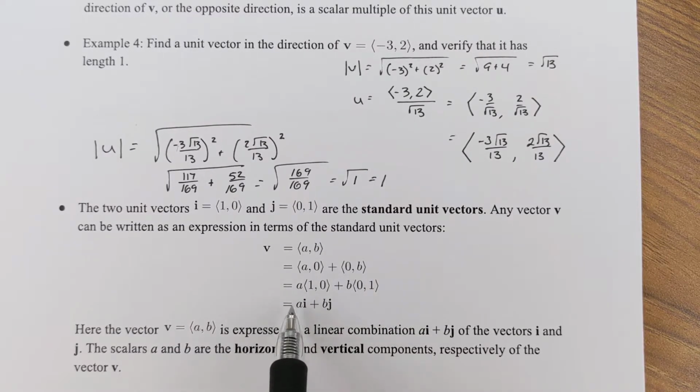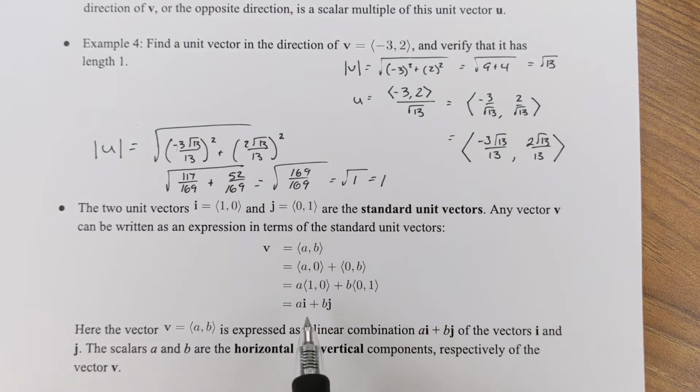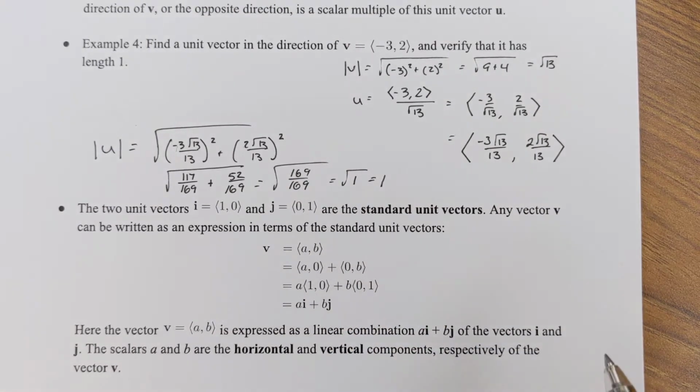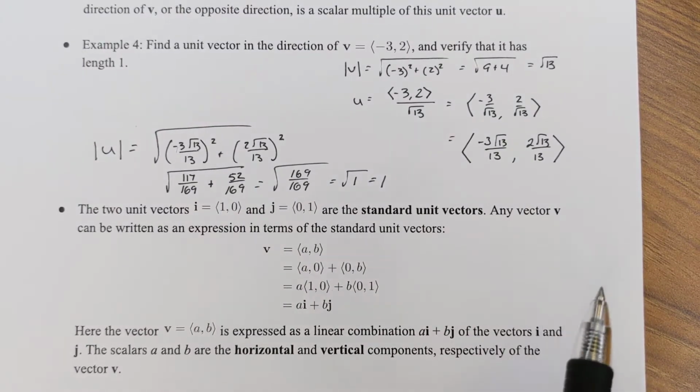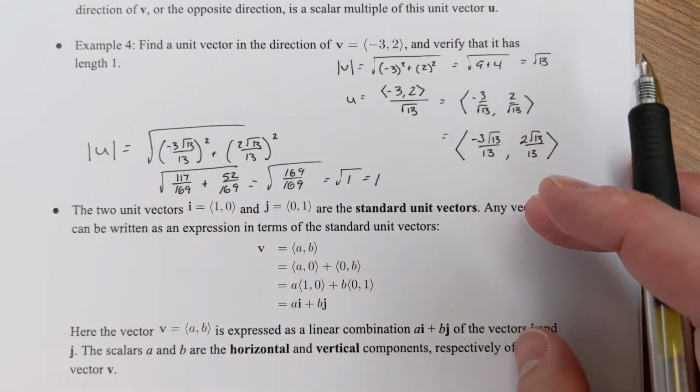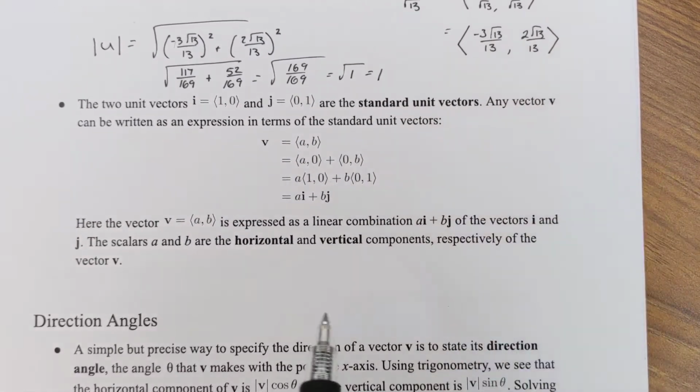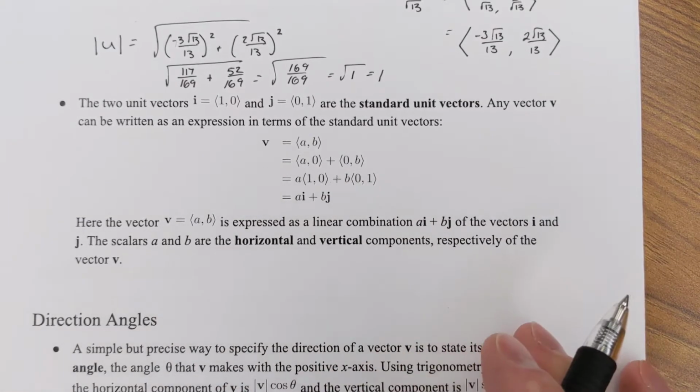So just sometimes, instead of seeing your vectors written as a, b, you'll see ai plus bj, which gets to be a little more helpful when you do some more advanced vector arithmetic. So they are the horizontal and vertical components.